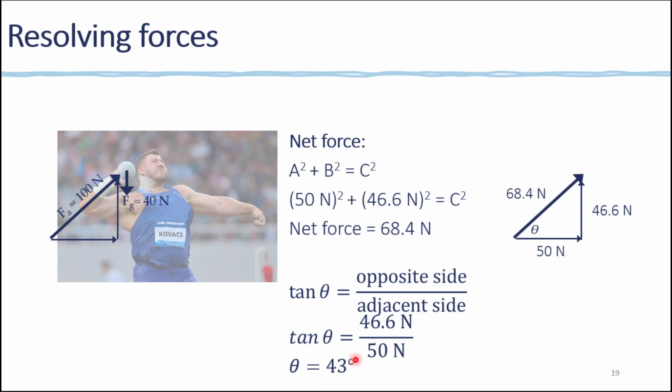And the force triangle is made up of the 46.6 Newton vertical force, the 50 Newton horizontal force, and the recently calculated net force of 68.4 newtons. So we can, again, use any trigonometry function to find our angle here because we have all three sides. I've used tan and get an angle of 43 degrees. So the net external force acting on the shot in this case is a force of 68.4 newtons acting forward and upward at an angle of 43 degrees above horizontal.